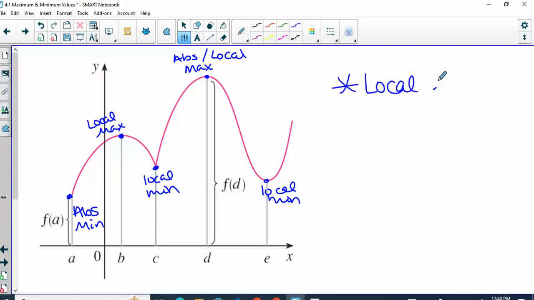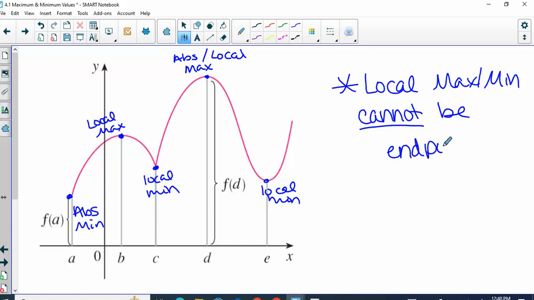Local maxes and mins cannot be at the endpoints. So the absolute, the highest and lowest on the entire graph, that could be an endpoint, but if I'm just talking about local, we don't include endpoints in that.